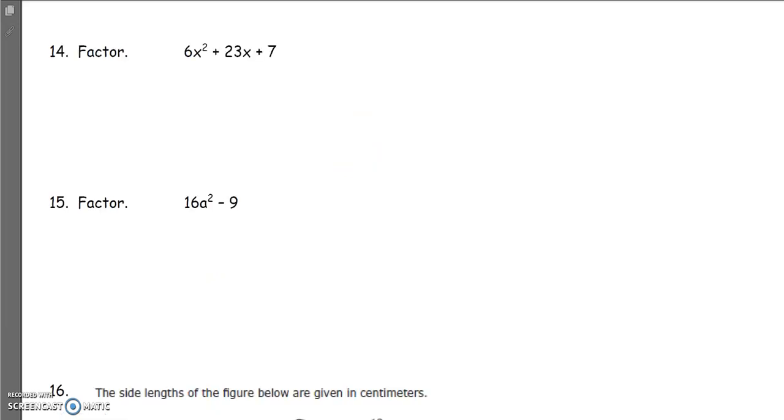Okay, number 14 is asking us to factor. And if we go through our list, we don't have a greatest common factor. I can't do grouping. I do have a trinomial, and it does have a lead coefficient. So remember, we're going to turn this trinomial into 4 terms, and then we can do our grouping. So my first term comes down, and my last term comes down. And then I will take 6 times 7 and make my chart.